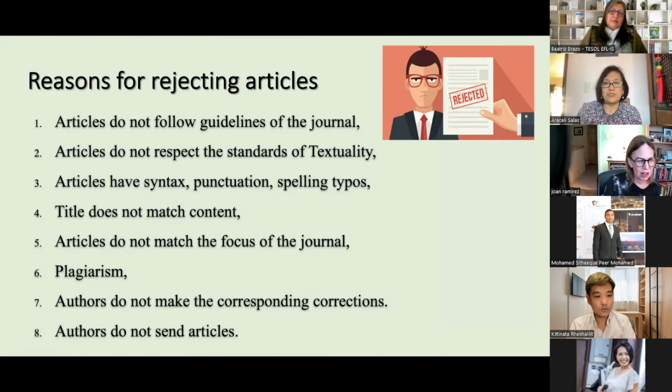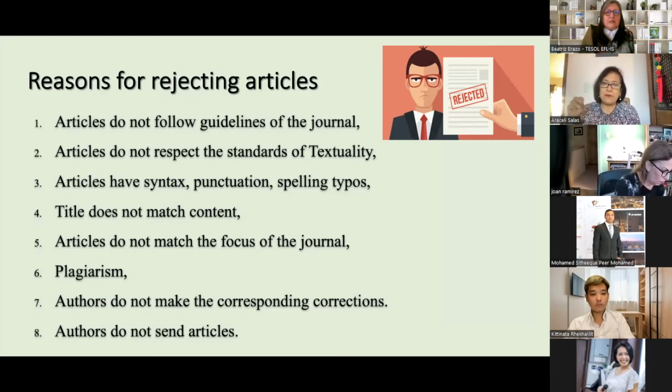Sometimes the title does not match the content. We see a title, and when we read, it's something different. Sometimes the article is good, but it does not match the focus of the journal. For example, the Mestizo Journal is about English teaching and learning, and sometimes they send literature articles. They do not match the objective of the journal. So even when they are well written and good enough, we do not accept them because that is not the focus of the journal. Just read. There are journals of pragmatics, linguistics, applied linguistics. Just because the journal is well positioned does not mean that they are going to accept all kinds of articles. They also have an objective.